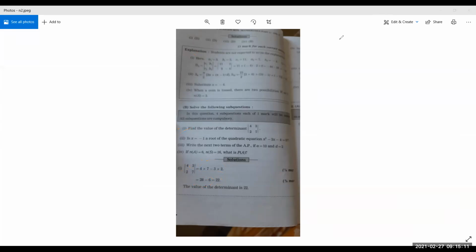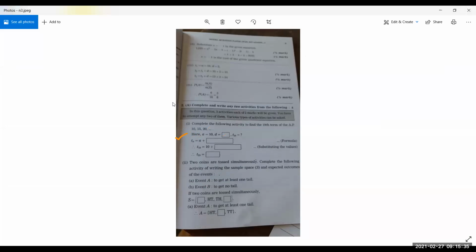Then the next question is: if x is equal to -1 is a root of the quadratic equation x square minus 3x minus 4 is equal to 0. We have to check whether x equals -1 is a root or not here. So what we are going to do here, we have to simply solve this one. So firstly, we are given x is equal to -1.